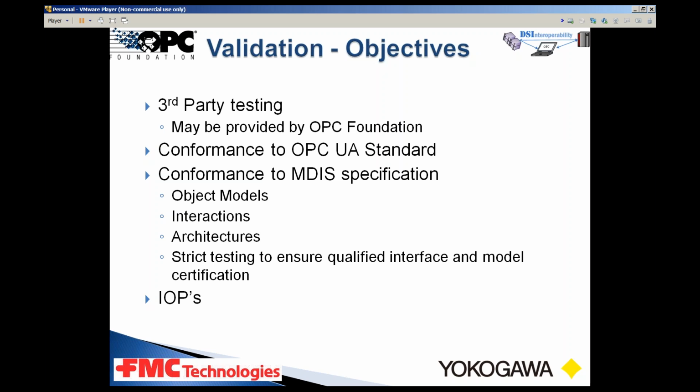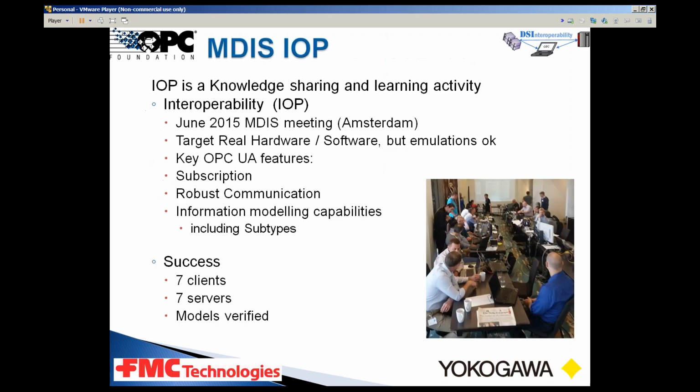Lastly, what the validation group also works on is interoperability events. These interoperability events are events where we bring together all the vendors and clients, both the server and client vendors, and let them check and test their systems. Back in June of this year, we had an interoperability session in Amsterdam where people brought real hardware and software, sometimes emulations. They tested all the OPC UA key features, made sure they were working right. We tried subscriptions and robust communications. But the main thing we did is validate the object models and information models. And we made sure that clients and servers can interact and get their data.